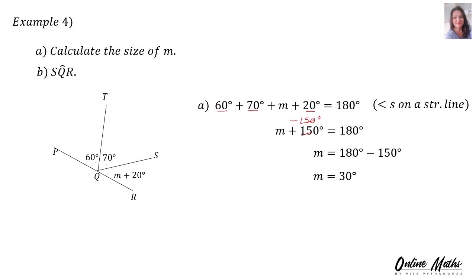The next question here at number B says, find the size of angle SQR. Now, where is that one? Let's look at it. Angle SQR, this is this whole angle there. And it's equal to M plus 20. So we say angle SQR is equal to M plus 20. And then in the previous sum, we calculated that M was 30. Therefore, angle SQR is 30 plus 20 is 50 degrees.